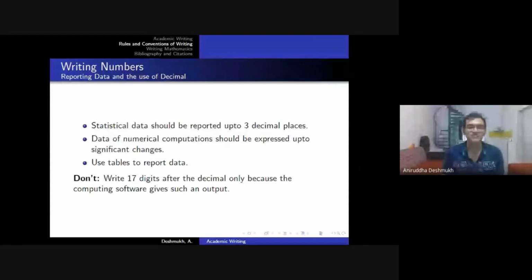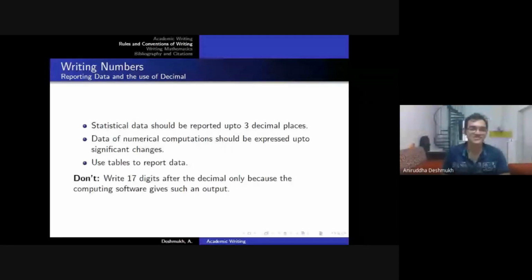So it is better to write the significant digits up to where we can see a change, instead of writing all the digits which you have got. And if you are a statistics person, if you are reporting statistical data, then you should report it up to 3 decimal places. Or if there is some change in the statistical data, then up to the significant digits, whatever the change is significant. So suppose the significant change is in the fifth decimal place, then report it up to the fifth decimal. And just remember that don't use commas to separate data.